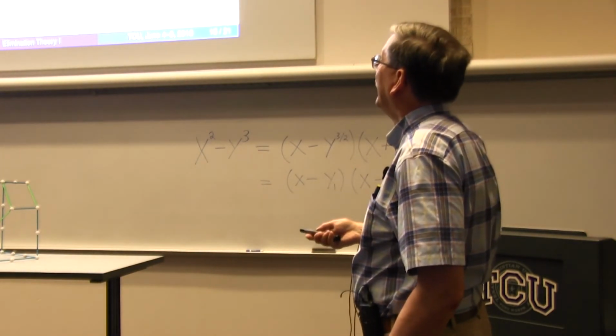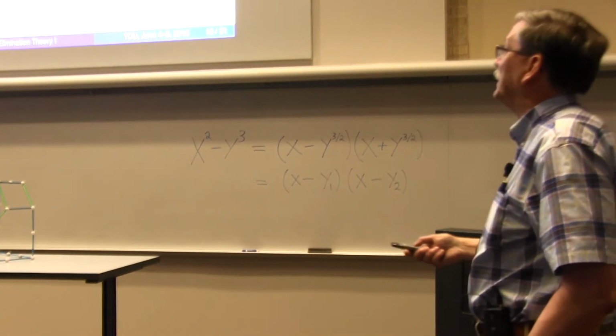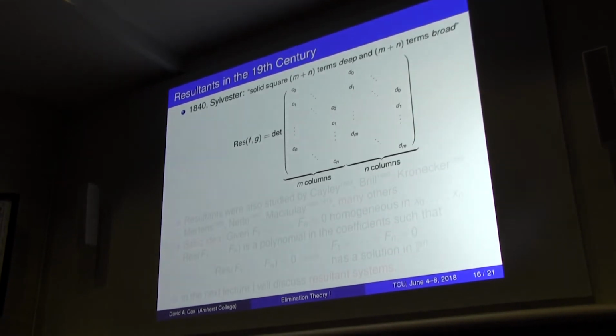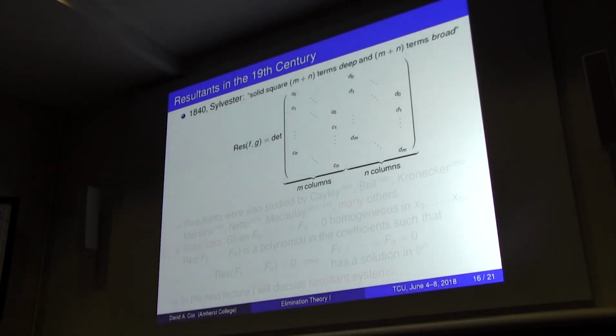And in fact, now going into the 19th century more deeply, one of Sylvester's first papers, so he was 26 when he wrote this paper in 1840, and he basically wrote down what we think of as the Sylvester matrix, whose determinant is the resultant in the one variable case, and he described it as a solid square, m plus n terms deep and m plus n terms broad. And so I'm not an expert on the history of matrices, but for example, I don't know how common the word matrix was at this time. And so it's possible that's why he talked about solid square.